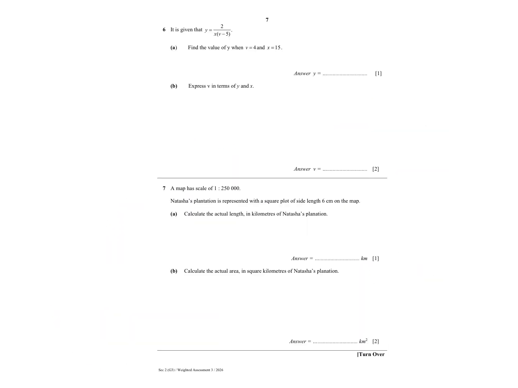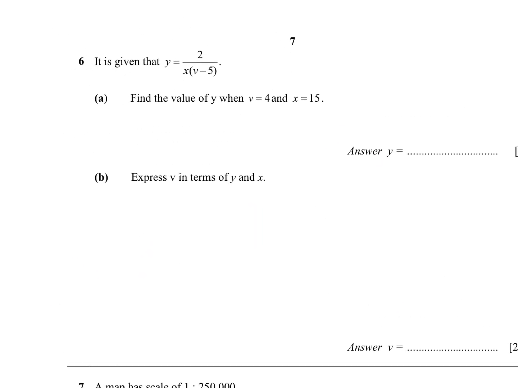Okay, next one. This one when you sub in X as 15 and V as 4. You press calculator, you will get negative 2 over 15. Check. Some of you did it wrongly.